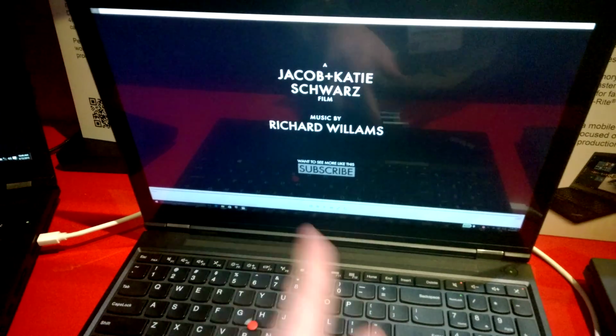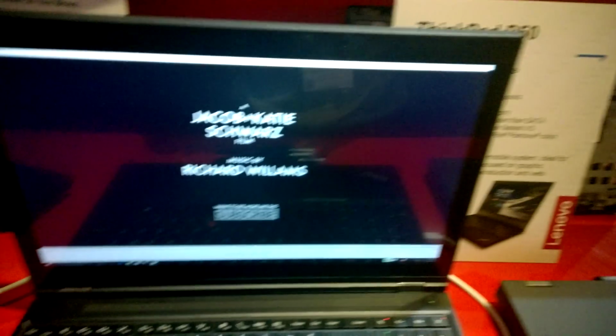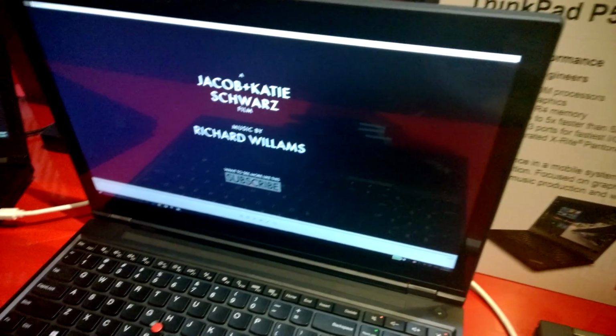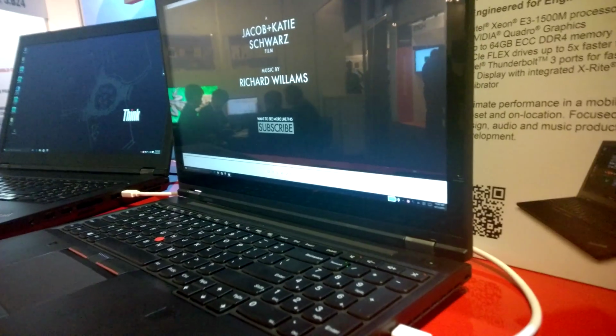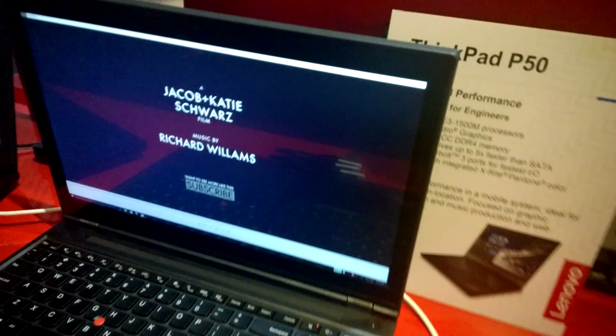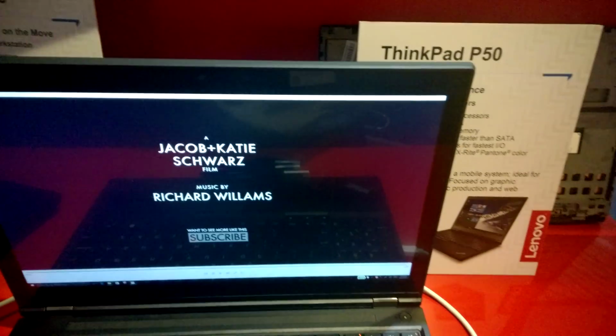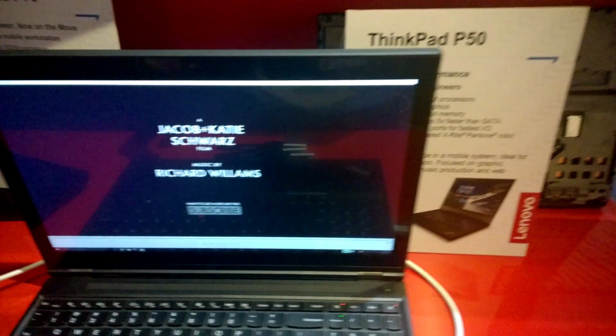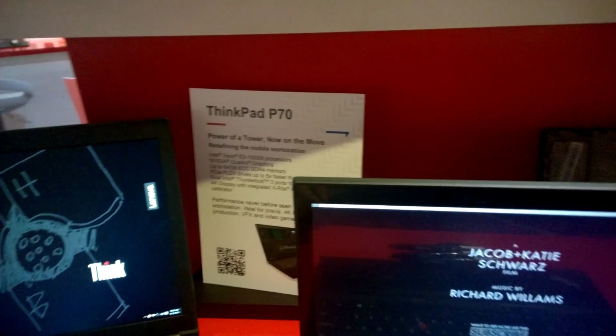Okay, the graphics processor in the P50 is either a M600 series, M1000 series, or the M2000M series. If you need a more powerful graphics card, you need to look for the P70, which is configurable up to the M5000M.